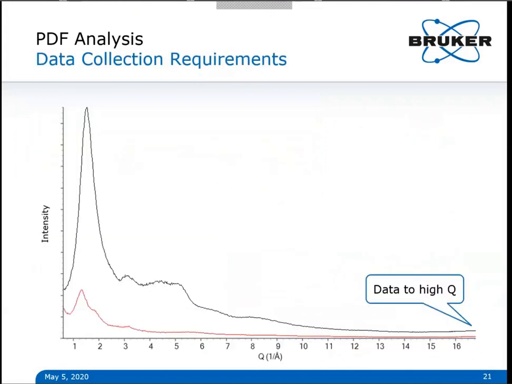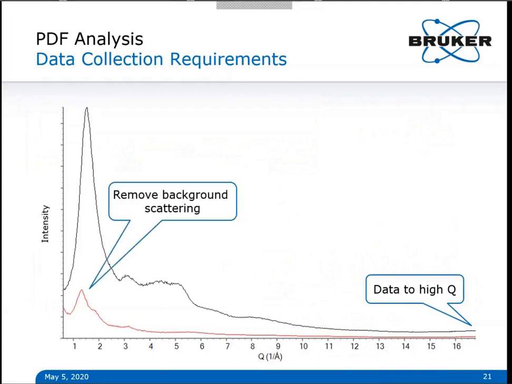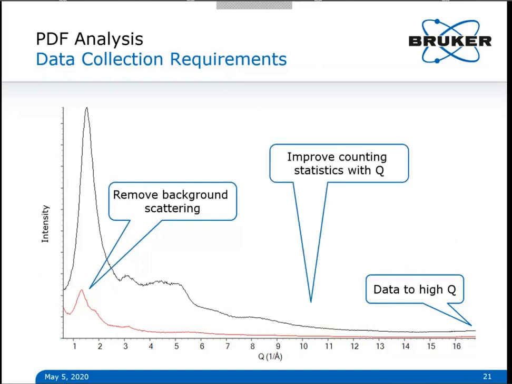Apart from collecting data to a sufficiently high Q, there are other factors to consider when planning an experiment. Background scattering should be removed so that the detector collects only scattering from the sample. If the sample is in a capillary, this is typically done by measuring an empty capillary. Additionally, counting statistics will generally get worse as a function of Q, and these poor statistics can get magnified during the data normalization.